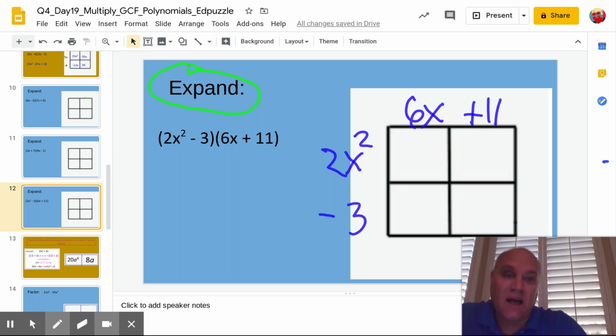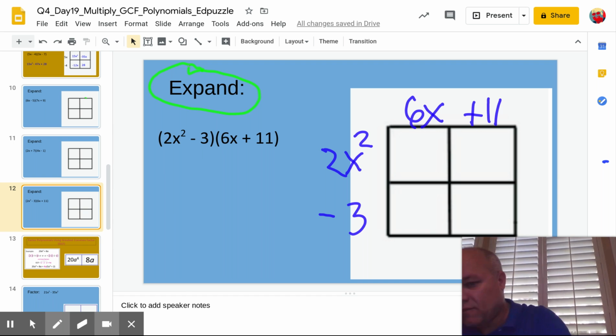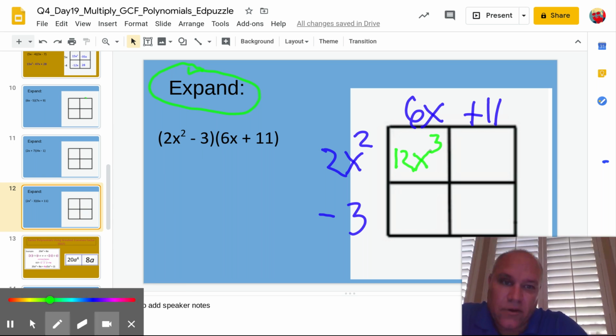All right. First one, upper left box. Be careful with this one, a little bit different. What's the answer to the upper left box? So you should have got 12x cubed, or 12x to the third power. Did you get that? That's trickier than before, right? You get x to the second times x to the first. Some of you might have been on autopilot and accidentally put x squared. You've got to be real careful there. So 12x to the third.